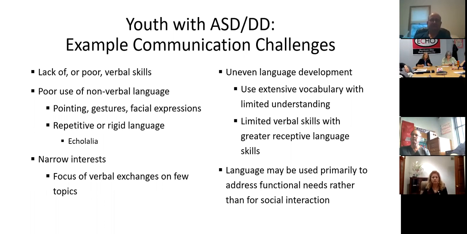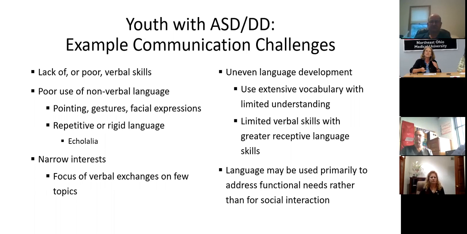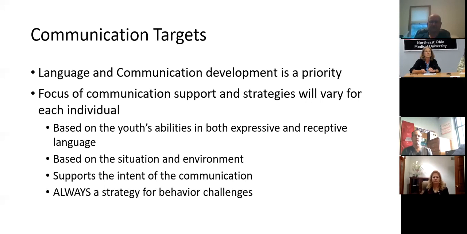On the other hand, the person might not have very good expressive language, but actually understand a great deal of what's going on. And sometimes with this population, language is mainly used for functional needs, getting my needs, wants, and desires across rather than for social interaction. There are many other things, but focusing there leads us to ask: how do you make some determination about communication targets?